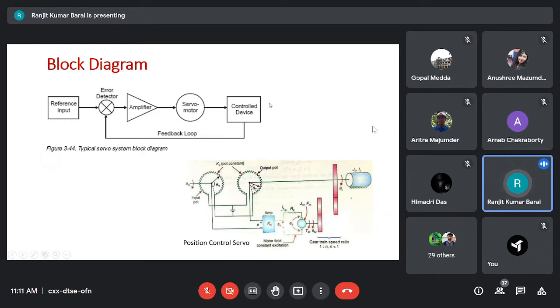Now, this is the basic block diagram. We have already seen this type of diagram in the textbooks, and the diagram at the bottom of this PPT is a servo system, a position control servo system. You will learn this position control servo system in the next year.